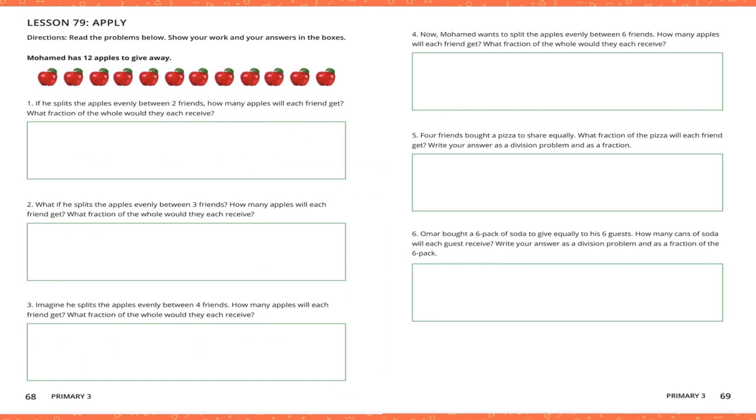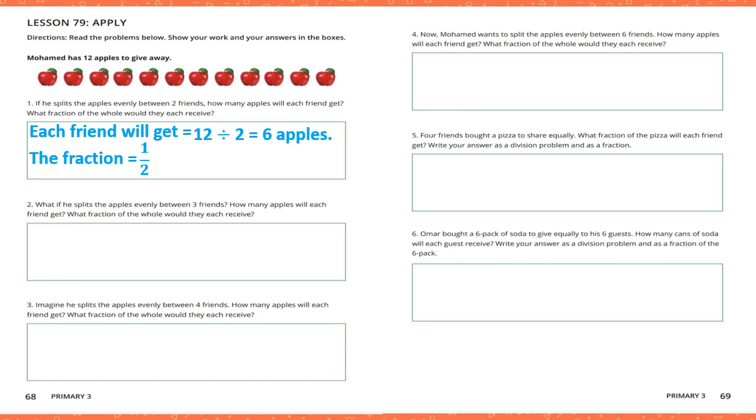Muhammad has 12 apples to give away. If he splits the apples evenly between 2 friends, how many apples will each friend get? Okay, we have here 12 apples. We want to divide them between 2 friends. So we will divide 12 by 2 equals 6. And the fraction for each friend: they are 2 friends, so each friend will take half.